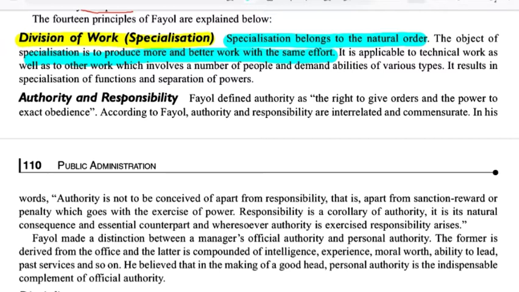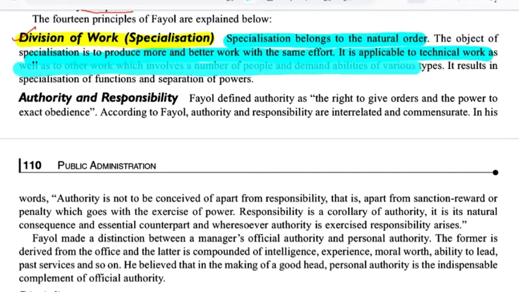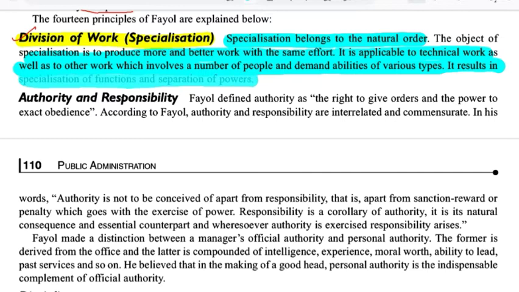That is why he emphasizes the division of work, like dividing the work as per the capability or specialization. It is applicable to technical work as well as to other work which involves a number of people and demands ability of various types. It results in a specialization of function and separation of power. Means if we divide the work into different departments made on the basis of specialization only, then there will be a specialization of function and separation of power as well.